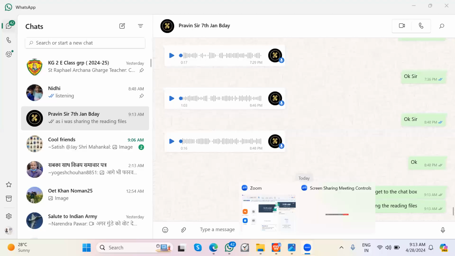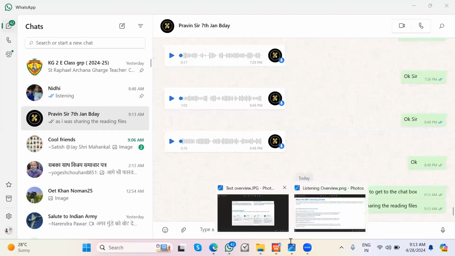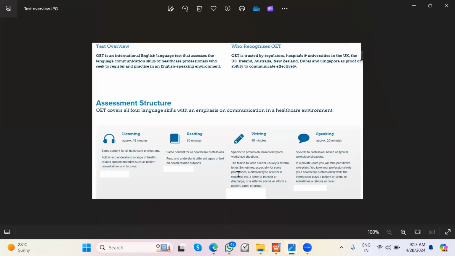Let's just move on to the listening module. I'm sharing the screen. Is the screen visible to you guys? Yes, sir. Okay. So we are into the listening module, and you are looking at the test overview at the moment. Have a look at just the listening section, which says that it is approximately 45 minutes.